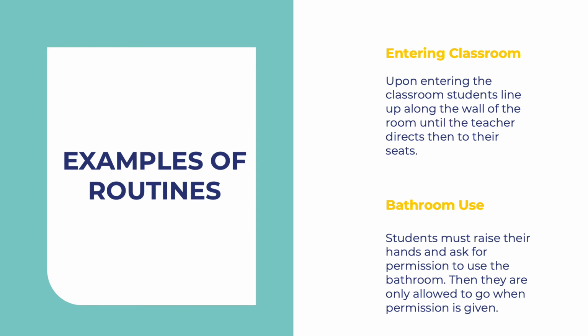Two common examples of classroom routines are routines for entering the classroom and routines for bathroom use. For entering the classroom, a routine that may be used is, upon entering the classroom, students line up along the wall of the room until the teacher directs them to their seats. For bathroom use, the routine may be, students must raise their hands and ask for permission to use the bathroom. Then they are only allowed to go when permission is given.